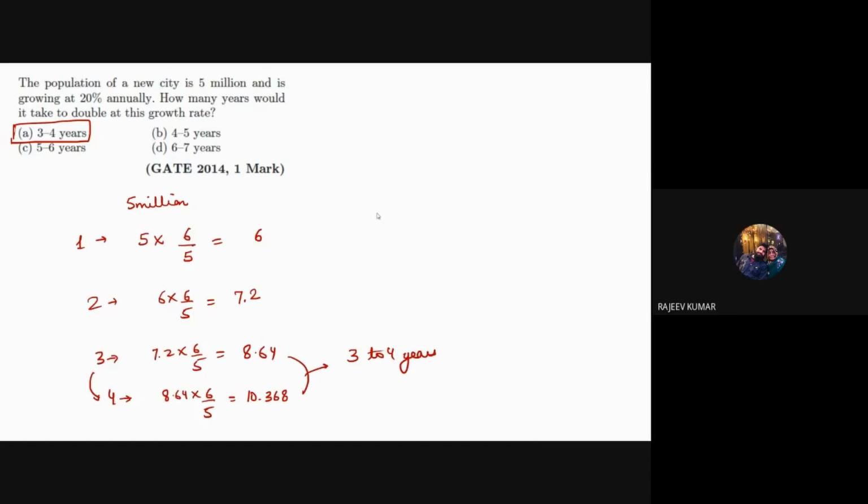We'll cover the maximum number of questions possible today. So let's continue with the 2 marks questions of Gate 2014. I'll give you 2 minutes to solve. If you can solve it, then it is fine, or else we'll discuss the solution.